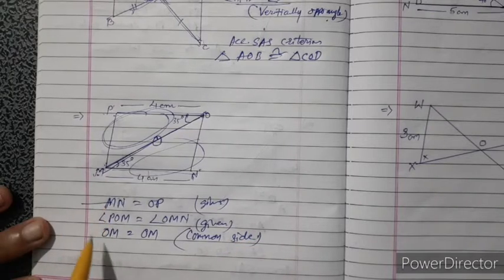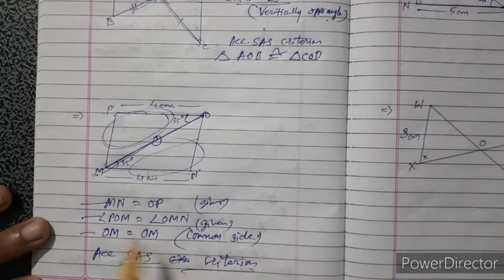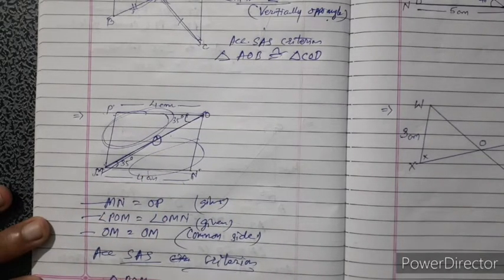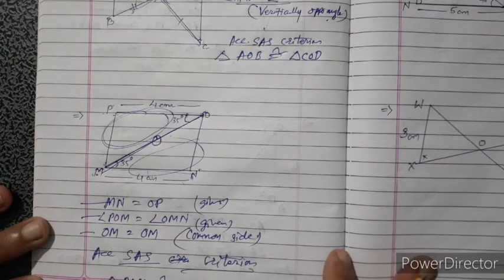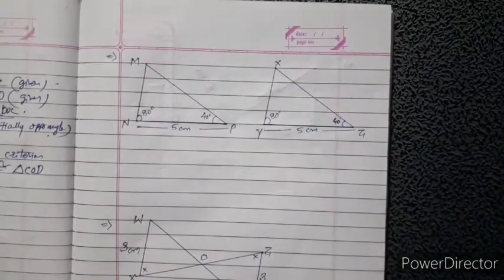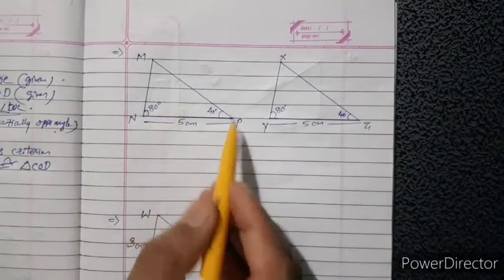Okay, so side, angle and side. So according to the SAS criterion, they are congruent. Triangle POM is congruent to triangle NMO, triangle MNO.